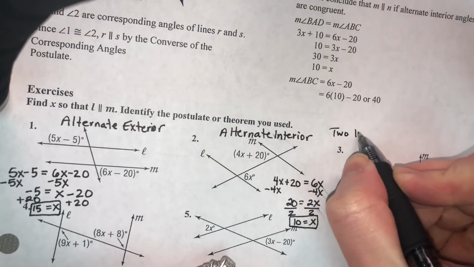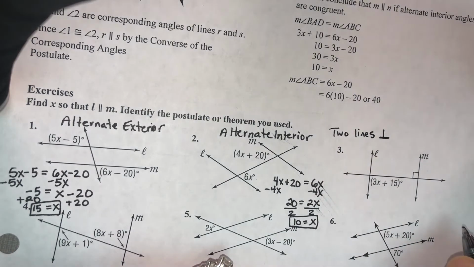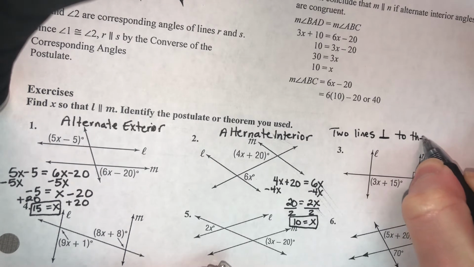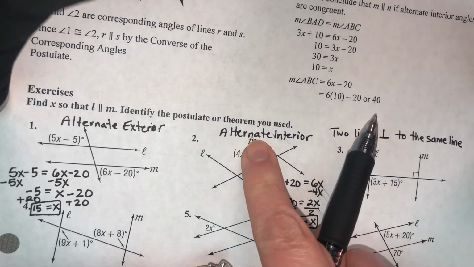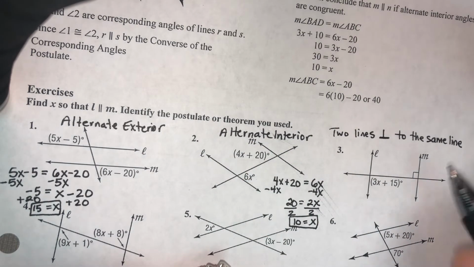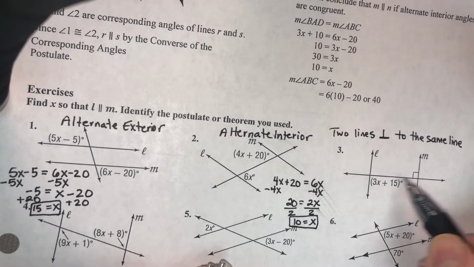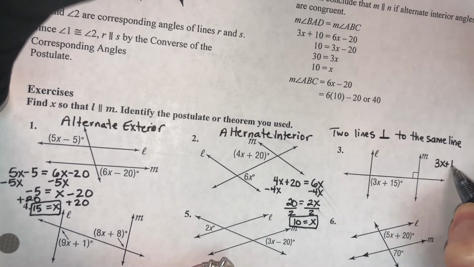Two lines perpendicular. I'm going to use that upside down capital T symbol for perpendicular to the same line. It would have been correct also to say alternate interior angles just like number 2, okay? So these need to be equal. Both of these need to be 90 degrees because they're both going to be perpendicular to the transversal line. So we're going to go 3x plus 15 must equal 90.